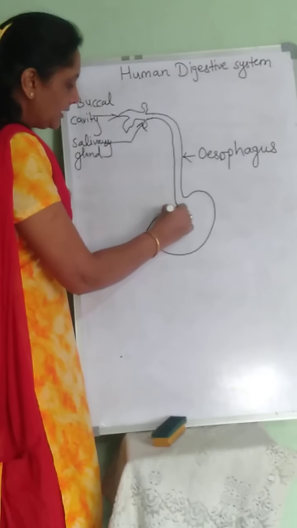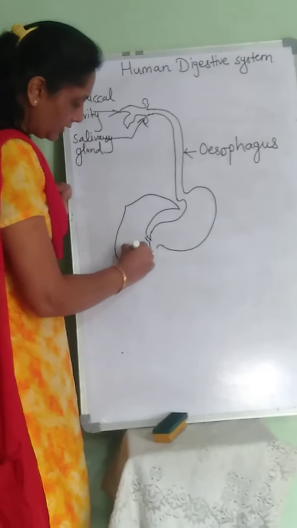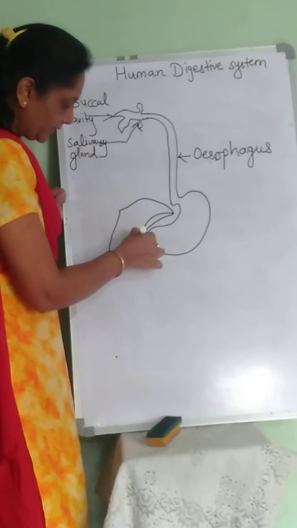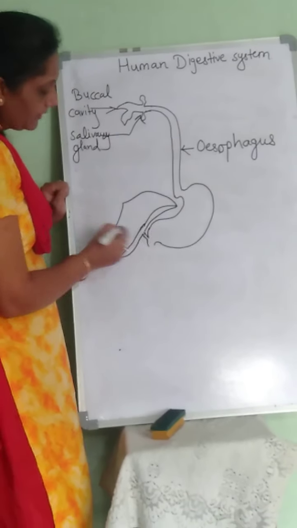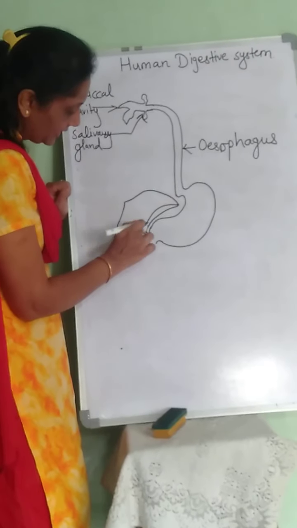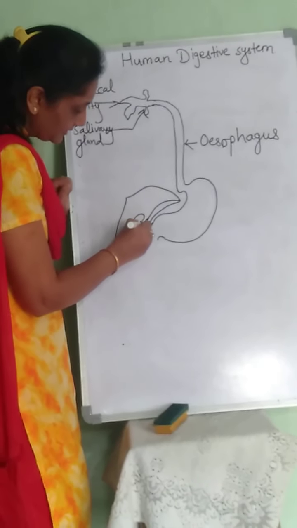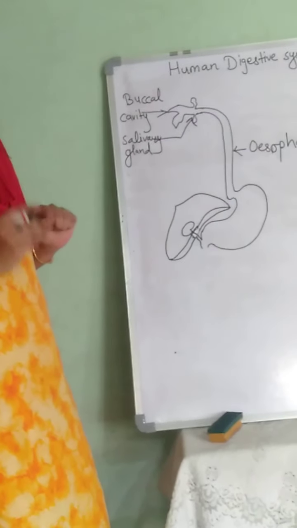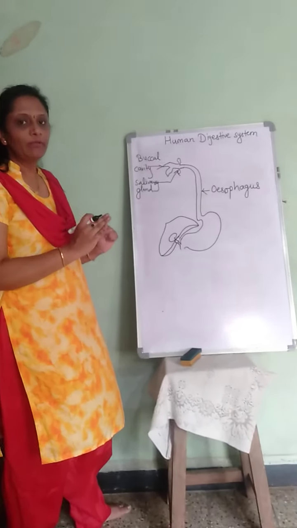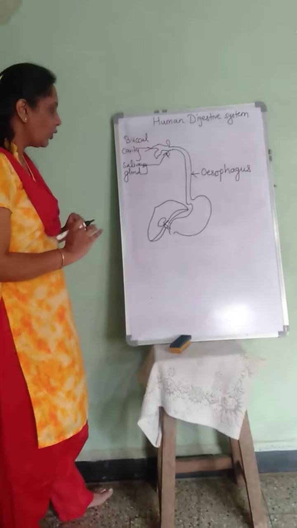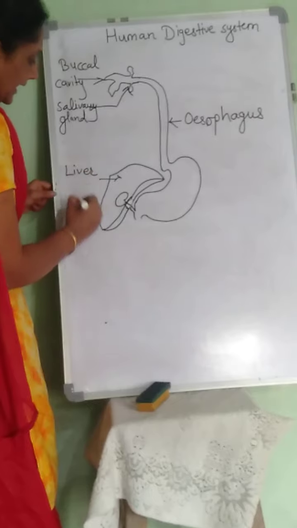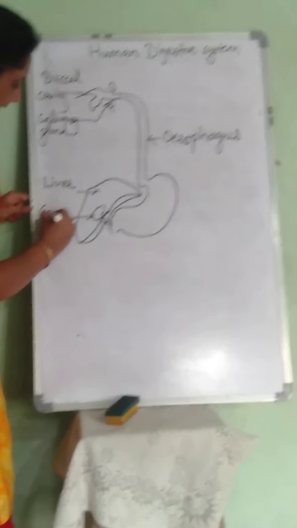liver, which is the largest organ in the human digestive system. So this is the liver, which contains a small pouch-like structure inside it. I'll draw it here, and this is the gallbladder. Inside it, a small bag-like or pouch-like structure stores the secretion of the liver, and that is called the gallbladder. So this is the liver, which is a secreting gland, and this is the gallbladder.